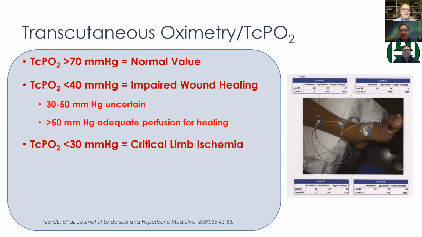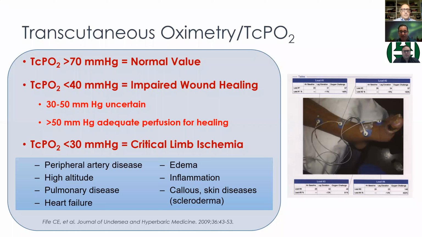So certainly for TcPO2, which is our predominant modality, I think that if you have more than 50 to 70, you're probably okay. Above 70 is normal. More than 50 is generally adequate perfusion for healing in the absence of edema, bony surfaces, and/or wounds, which might interfere with measurement. 30 to 50 is that gray zone. And if you're less than 30, that's critical limb ischemia and warrants revascularization.